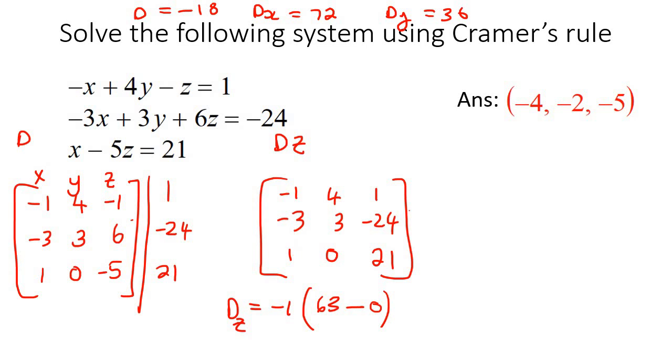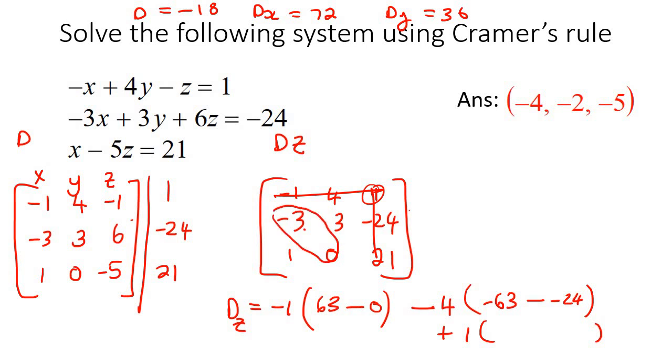And then what next? Okay, then we're going to say minus, and then we're going to say 4, because that's that number. We're then going to block that number off, and then we're going to multiply these two together, so that's negative 63, subtract, and then we're going to multiply these two together, which is negative 24, and then we're going to say plus 1 because of this number here, and then we're going to cross that out, and then we're going to do the determinant of this, so that's negative 3 times 0, which is 0, subtract. We're then going to do this times here, which is 3 times 1, which is 3.